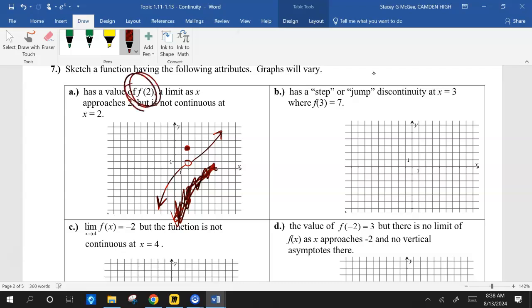Because it says it has a value of f of 2. That's my point. This does have a limit as it approaches, but it's not continuous. It doesn't matter where it is on y. It only matters where it is on x. It has to approach 2. I could have put this anywhere.